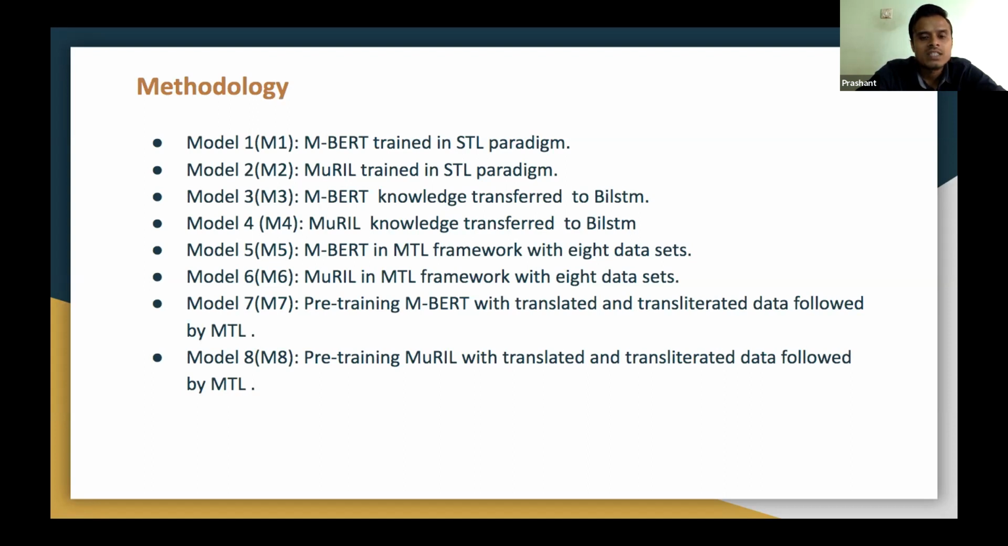Model 7 consists of pre-training M-BERT with translated and transliterated data obtained from English, followed by the MTL. And model 8 also consists of the same approach, but the encoder part is replaced with MuRIL.